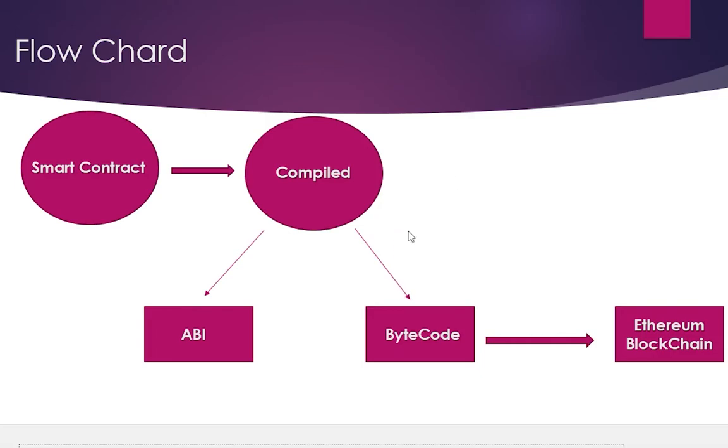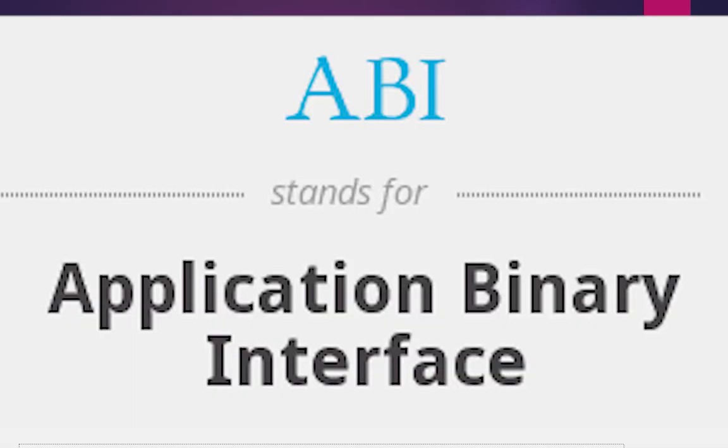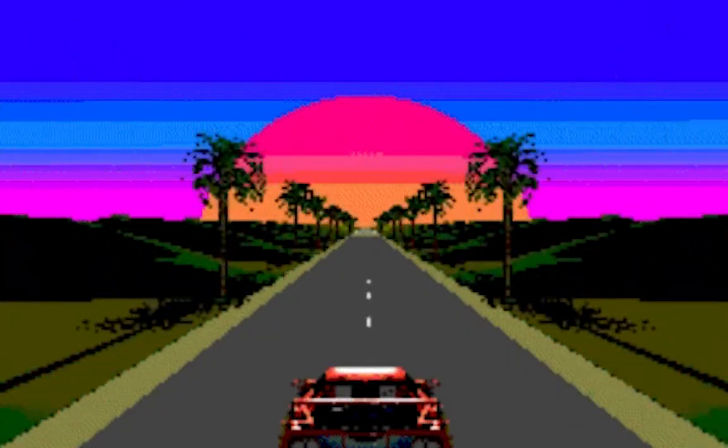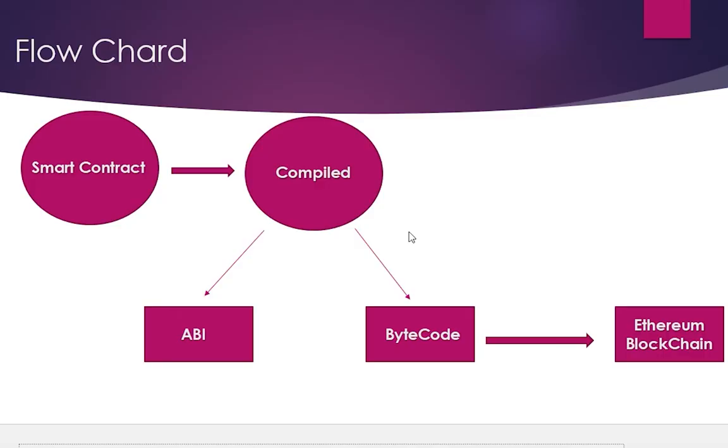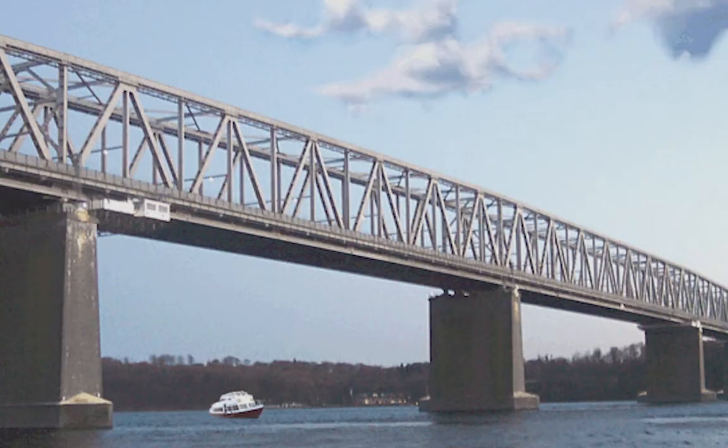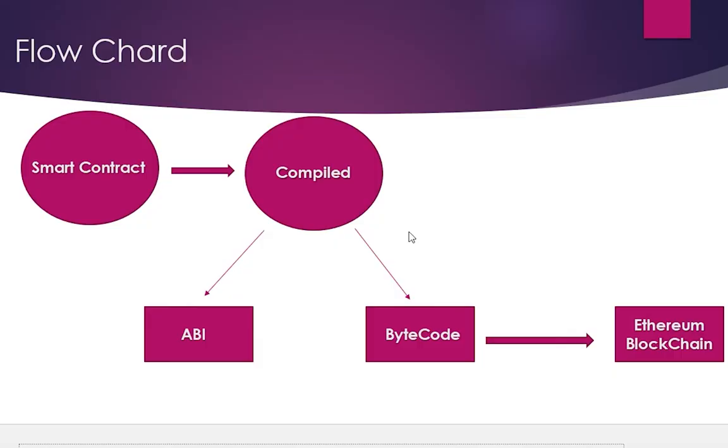First, let's talk about what is ABI. ABI stands for Application Binary Interface, a standard way to interact with contracts in the Ethereum ecosystem, both from outside the blockchain and for contract-to-contract interaction. We can also say that it's a bridge to interact with outside or inside contracts. Like if a company wants to interact with our smart contract, it can interact through the ABI. In the practical, I will show you how this ABI looks like.